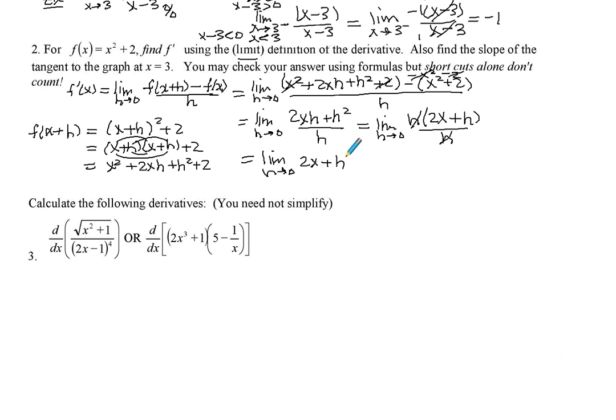So this is no longer form 0 over 0, so we can just plug in 0 here. This is going to be 2x plus 0 is the limit, which is 2x. So there's our derivative function, and that makes sense. If we use the derivative rules, we get 2x. And slope of the tangent at x equals 3, so then m tan at x equals 3 is just equal to f prime at 3, and this is f prime at x, so we just plug in 3 for x. So 6 is our tangent.